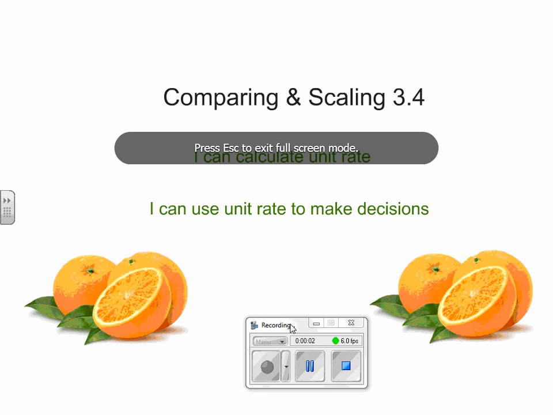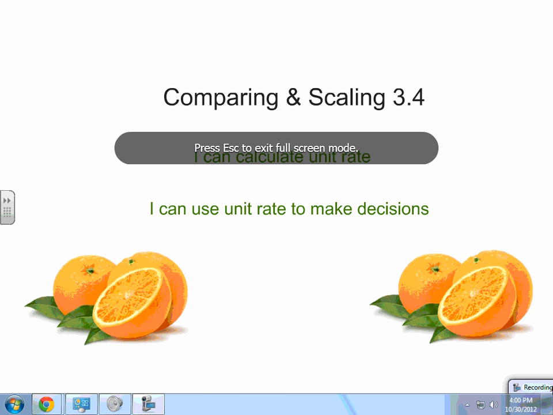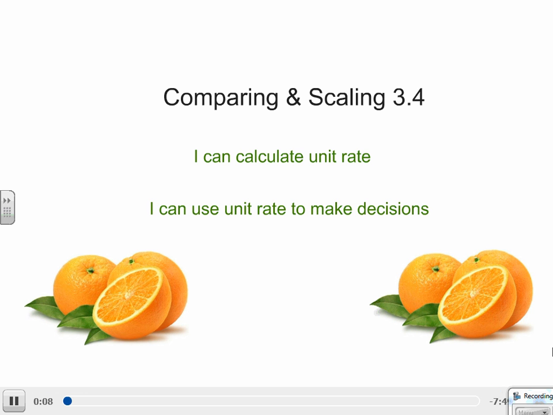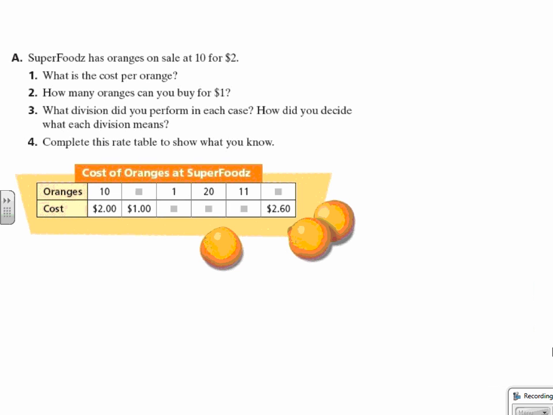Yummy, yummy oranges. Ladies and gentlemen, we're looking at Comparing and Scaling 3.4, where we're going to learn how to calculate unit rate. We're going to use unit rate to make decisions. Taking a look at superfoods, if you really wanted to be a smart shopper, if you wanted to stick to your budget as best as possible, you're going to start to learn how to use unit rate.